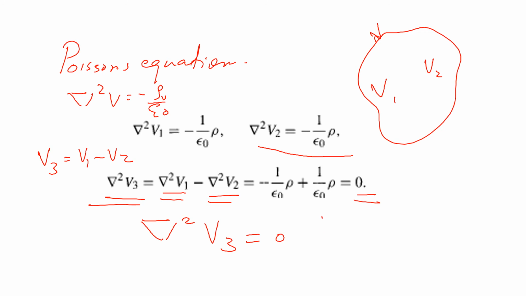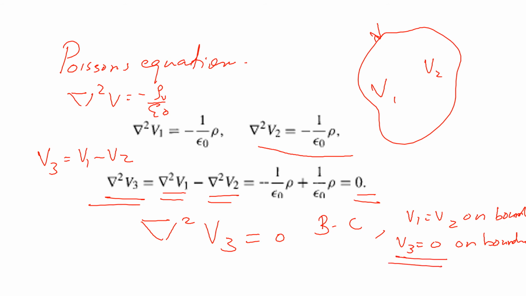Now we can apply the boundary condition. What is the boundary condition? On the surface, V1 equal to V2 on the boundary. That means V3 equal to 0 on the boundary. Now we apply the property of Laplace's equation, that this equation allows no extremum values inside the volume, or the extremum value occurs on the surface. That means the minima or maxima occur on the surface. So the maxima or minima of V3 is on the surface, and we know that it is 0.